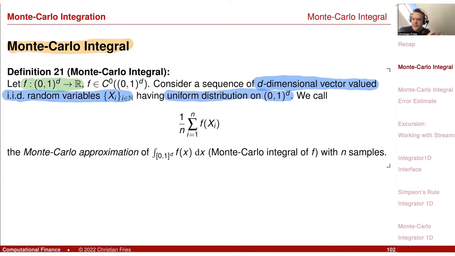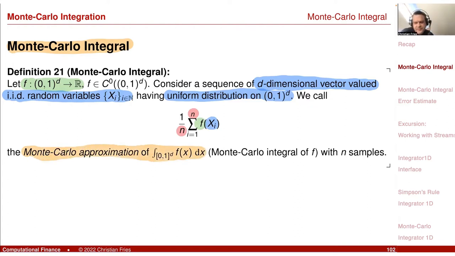And then I just perform the function evaluation on each of these vectors. So actually, this is now a vector, and we perform the function evaluation on each of these. N function evaluations, so we just have n here, we divide by n, so we perform the sum over these n function evaluations and divide by n. And we call that the Monte Carlo approximation of the integral over this unit cube of f of x dx.